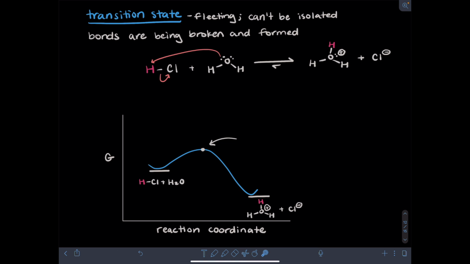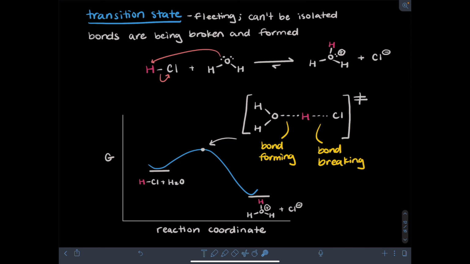I want to focus in on the transition state, because at the transition state, I have my water molecule coming in and forming its new bond to the hydrogen, and the hydrogen-chlorine bond breaking at the same time. I use a dotted line to represent the bond that's forming, in this case, the OH bond. And I also use a dotted line to represent the bond that's breaking, the HCl bond. Transition states are typically drawn in brackets, and they're given this double dagger sign. This denotes that it's a transition state.